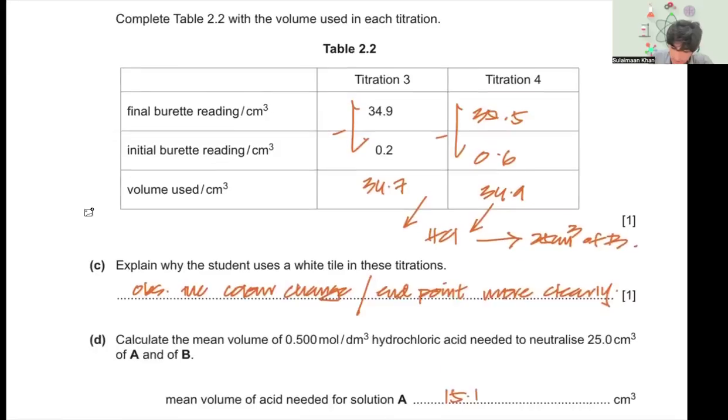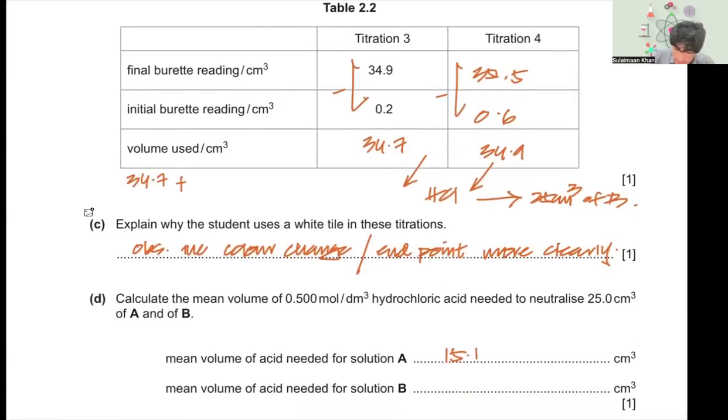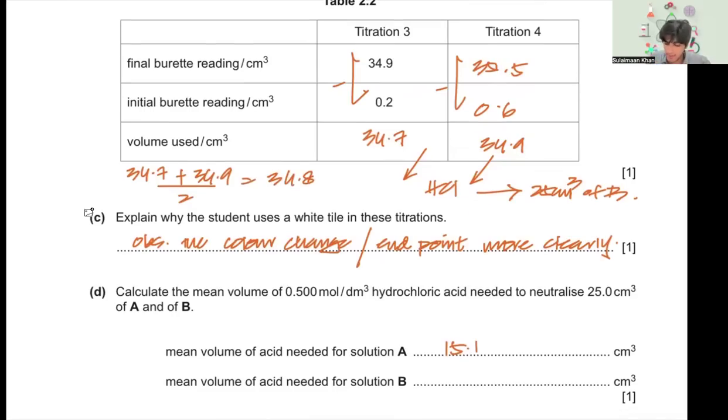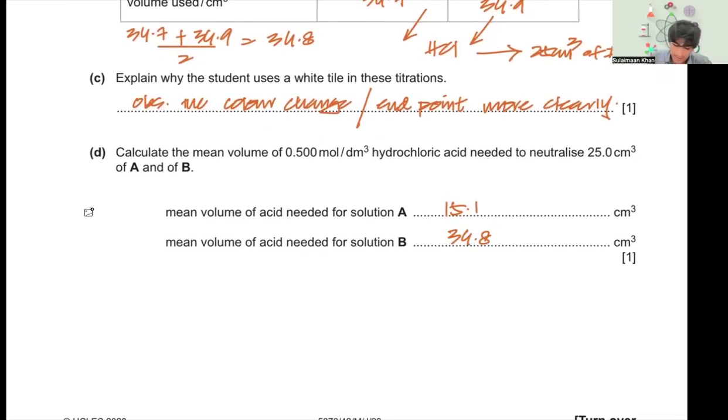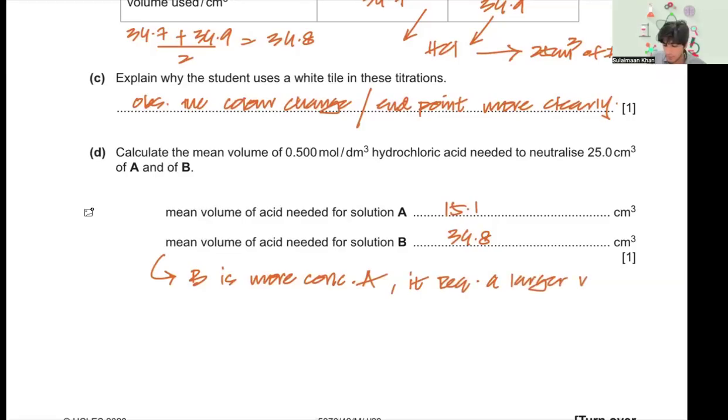And for B, it's 34.7 plus 34.9 divided by 2. Yes, mean is the average, simple average. 34.8. Now, my question is, you yourselves have said that B is more concentrated than A. Why is B more concentrated than A? You could even find out the factor because it requires more volume. It requires a larger volume of HCl to neutralize the same amount of it.